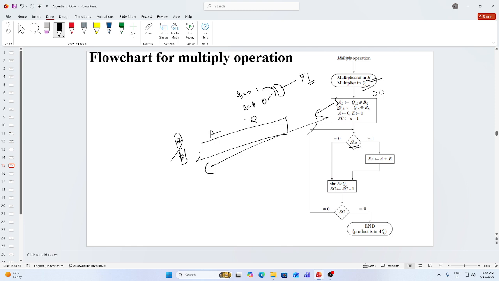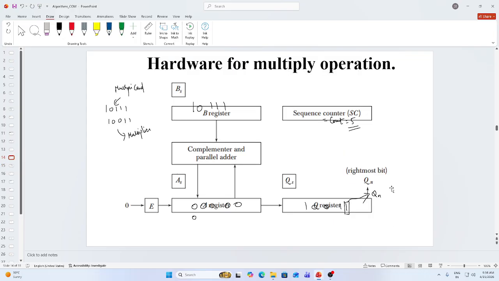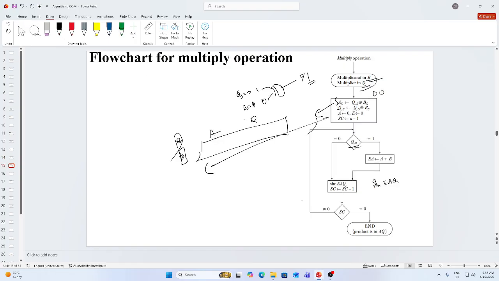If Qn bit is 0, just perform a right shift of EAQ. Be careful, we need to shift EAQ both, and we also need to consider the carry for shifting. So we need to perform a total shift of EAQ. Then, if Qn is 1, what?